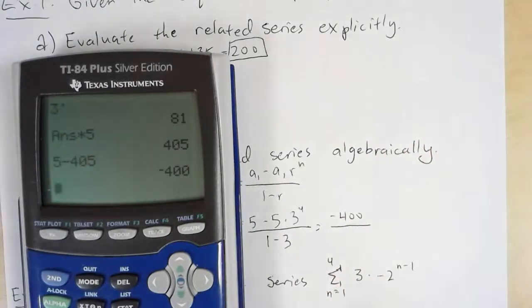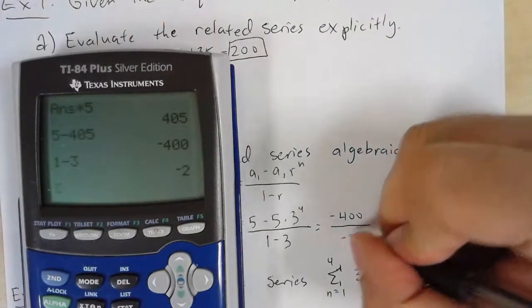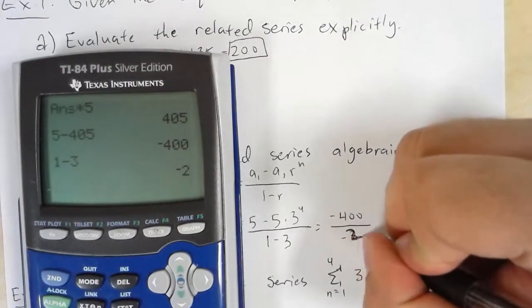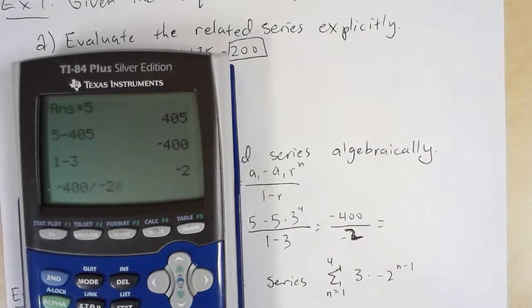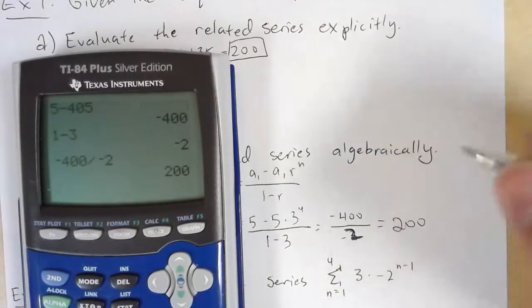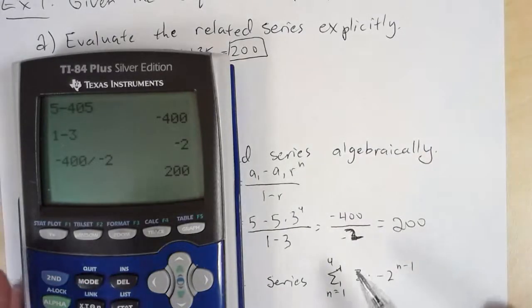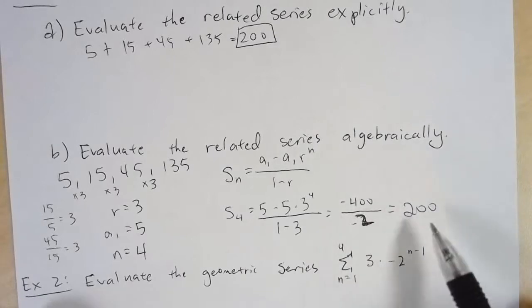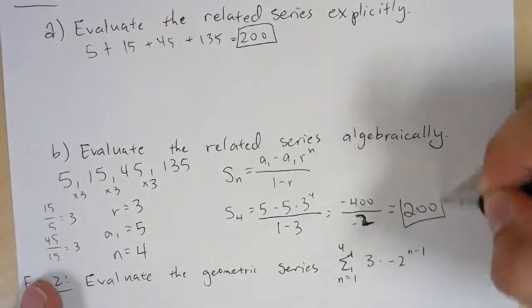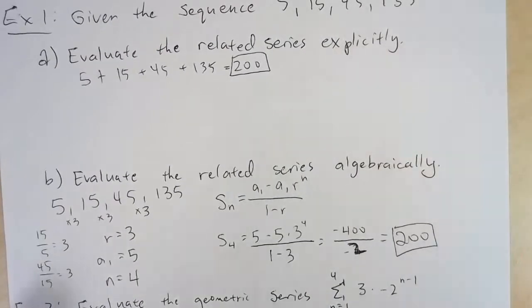Okay, that worked out. And then 1 minus 3 is going to be negative 2, of course. I don't know why I said negative 3. That's weird. Negative 2. So we get negative 400 divided by negative 2, which gives us 200. Two negatives cancel to make a positive. 400 divided by 2 is 200 because 4 divided by 2 is 2, and then 2 zeros afterwards. So yes, we got the same thing, whether we did it algebraically or explicitly.